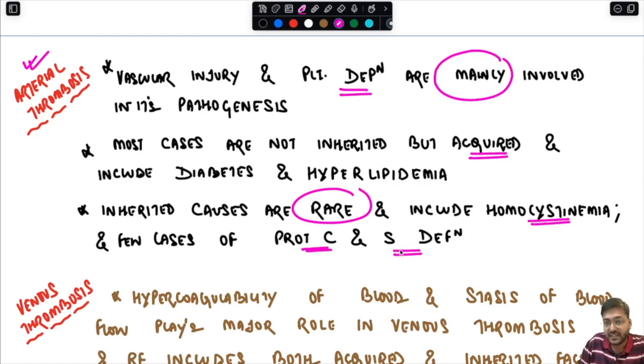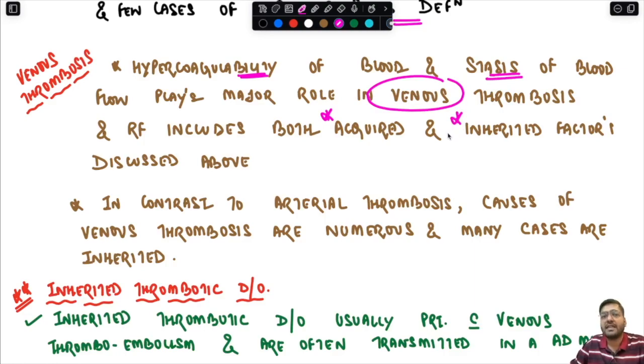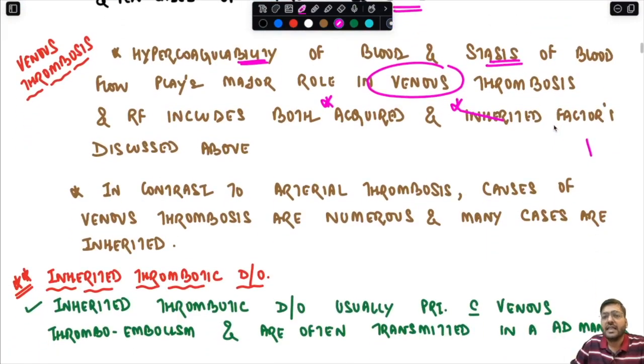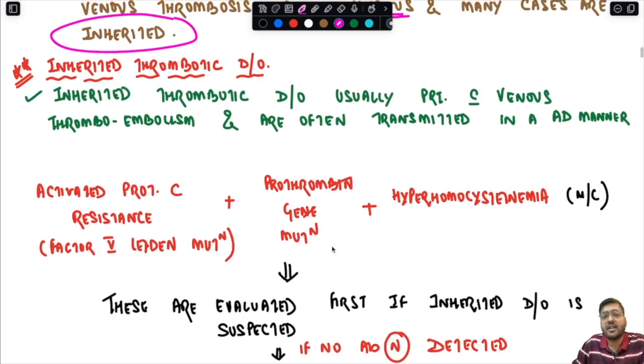and protein S deficiency. Whereas in venous thrombosis, remember, hypercoagulability of the blood and stasis of blood flow play a major role, and the risk factors include both acquired as well as inherited factors discussed above. Alteration in blood flow, that is stasis, and hypercoagulability both predispose to venous thrombosis. In contrast to arterial thrombosis, the causes of venous thrombosis are numerous and many cases are inherited. Now, first we are going to discuss the inherited thrombotic disorders in detail.